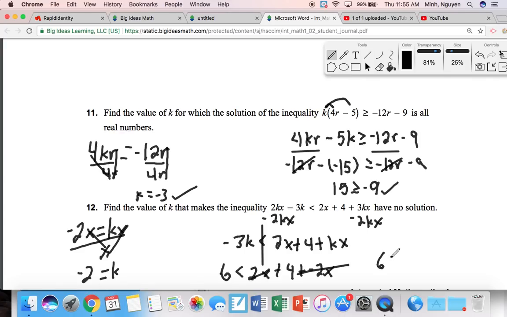I have 6 is less than 4. Is 6 less than 4? No, it's false. No solution. k is equal to negative 2.